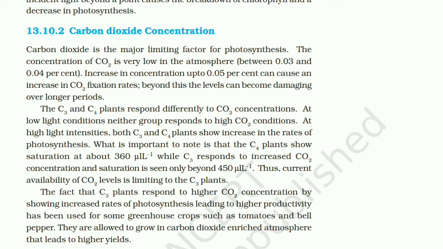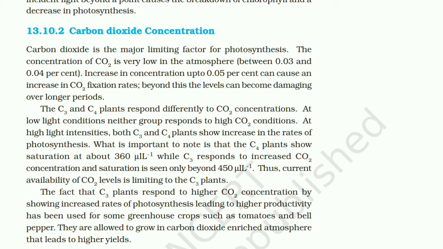13.10.2 Carbon dioxide concentration. Carbon dioxide is the major limiting factor for photosynthesis. The concentration of CO2 is very low in the atmosphere, between 0.03 and 0.04%. Increase in concentration up to 0.05% can cause an increase in CO2 fixation rates. Beyond this, the levels can become damaging over longer periods.